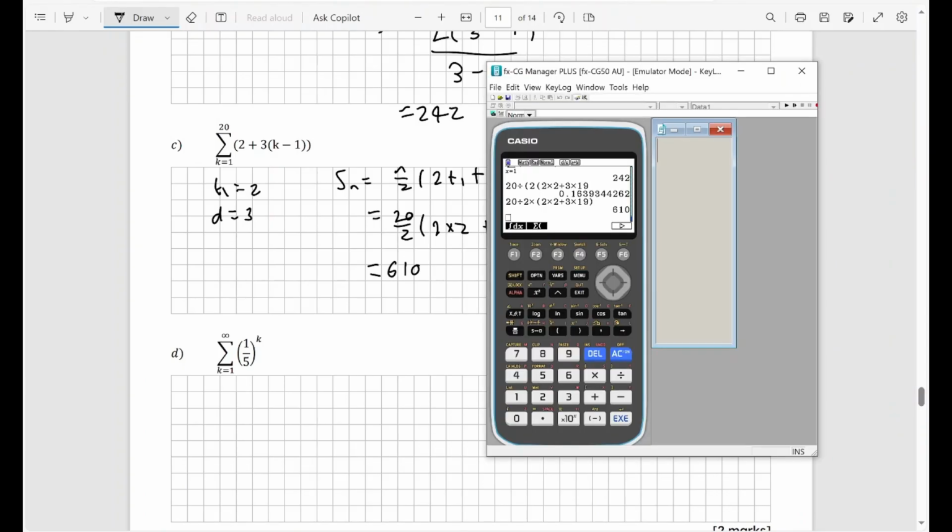Now, again, let's just double check that. So 2 plus 3 brackets x take 1. I've got one too many brackets there, don't I? Yep. X is 1 all the way up to 20.